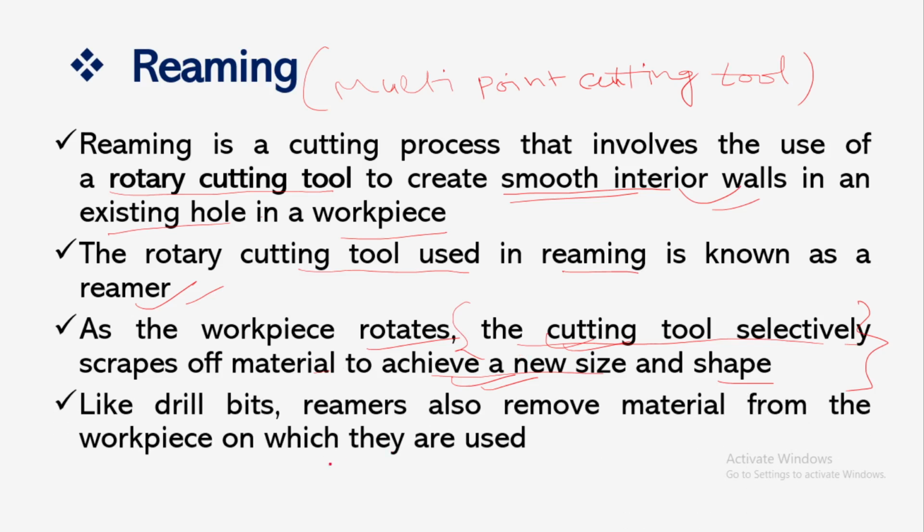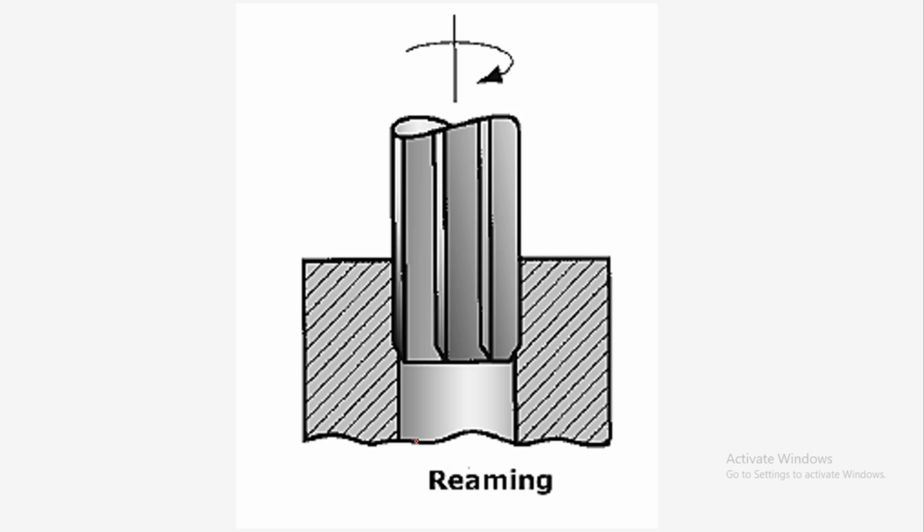Next one is that the reamer, like the drill bit, also removes some material. Definitely this is a machining process. This will remove the material from the workpiece. That's why it will remove the excessive amount of material to create a smoother surface. So this was regarding the reaming operation and how the tool will look.